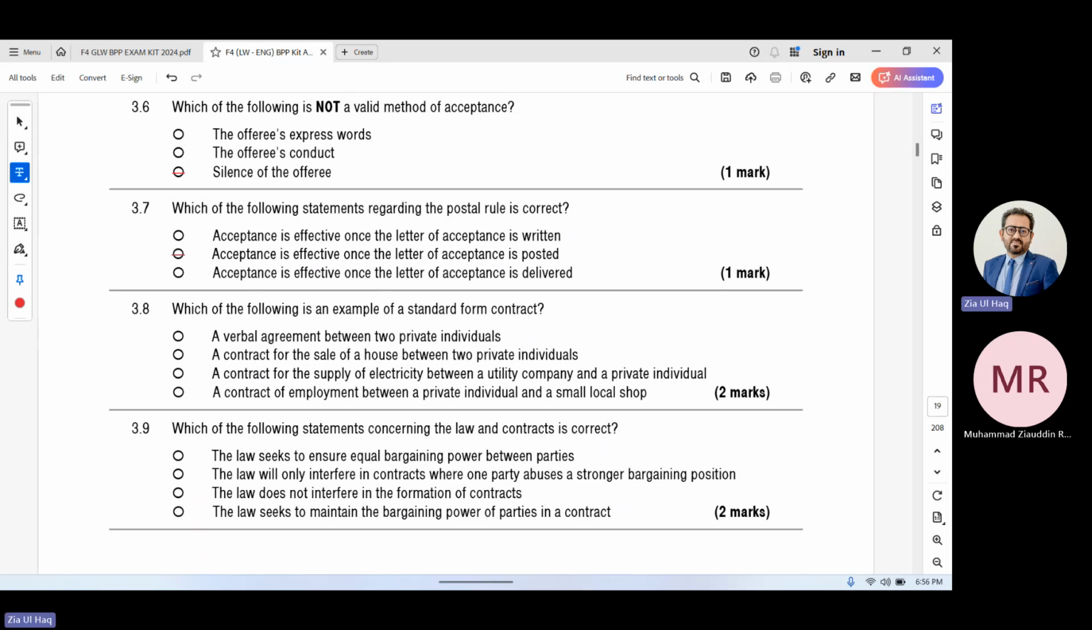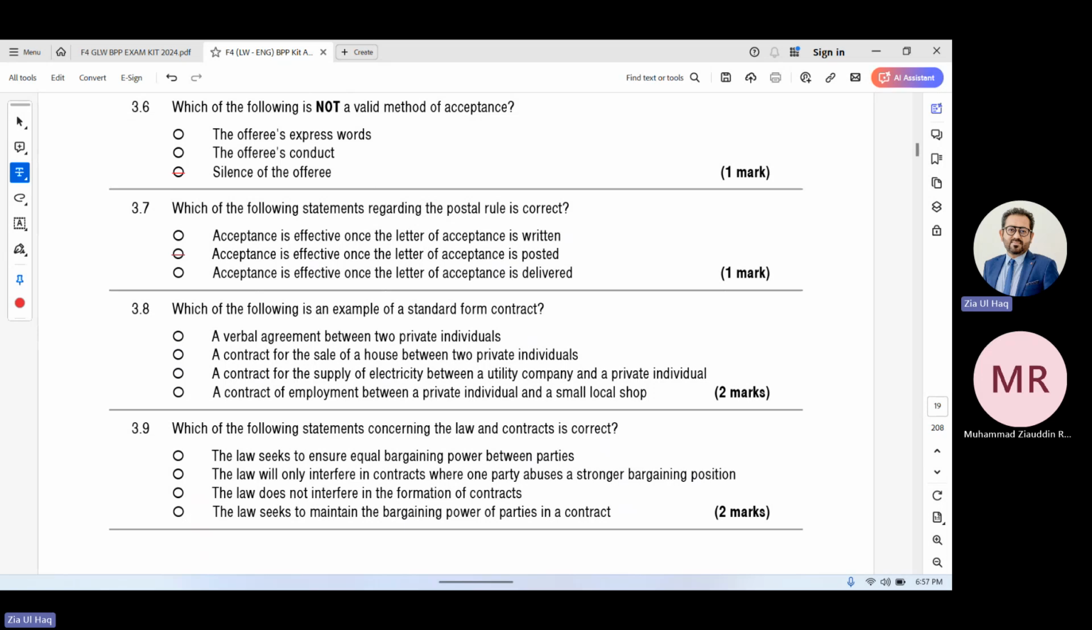In utility contract, in case of admission in any institute, in case of bank account opening, a verbal agreement between two private individuals, no, it is not verbal, it is written. A contract for the sale of a house between two private individuals, no, in case of sale of a house, there could be even witnesses and everything should be stated. They can negotiate terms with each other when the payment should be made.